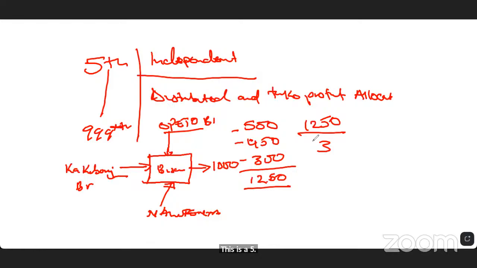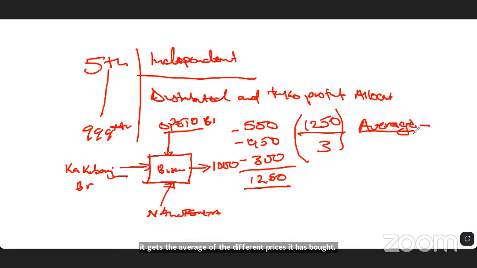What you get is your average selling price. That's what your robot does. It gets the average of the different prices it has bought, and when the market rises above the average, it sells and gives you profit. If you have understood this example, give me a yes.